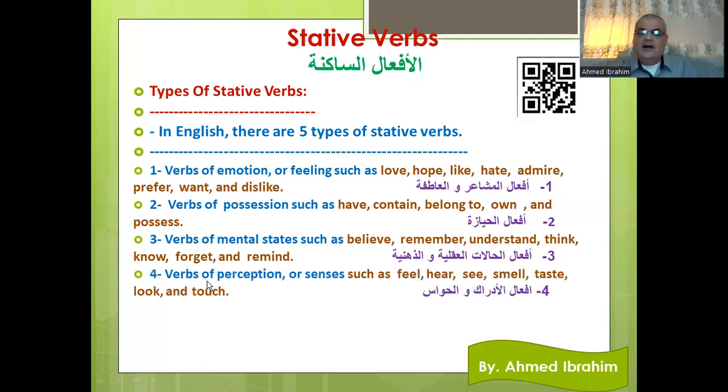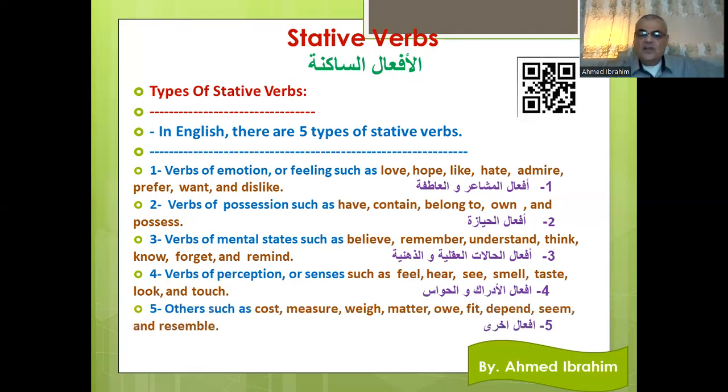4, verbs of perception or senses, such as feel, hear, see, smell, taste, look, and touch. 5, others, such as cost, measure, weigh, matter, owe, fit, depend, seem, and resemble.